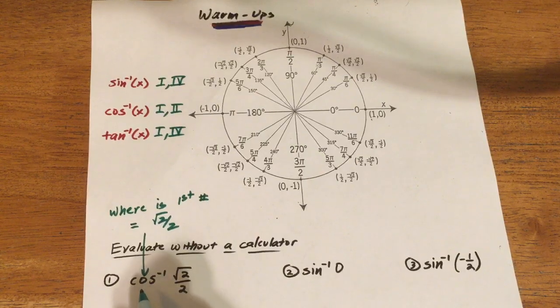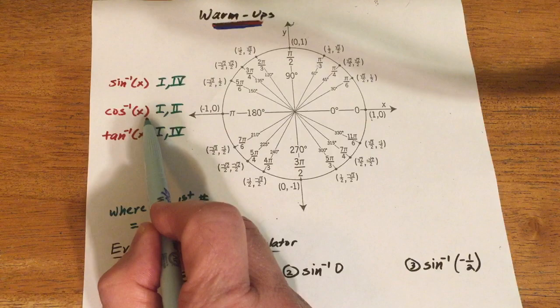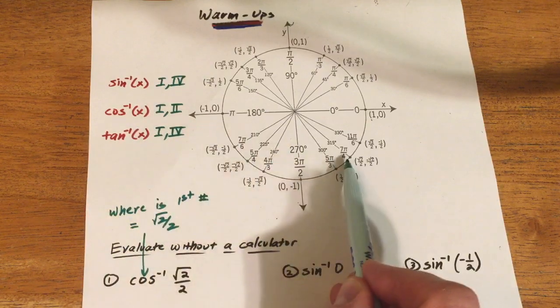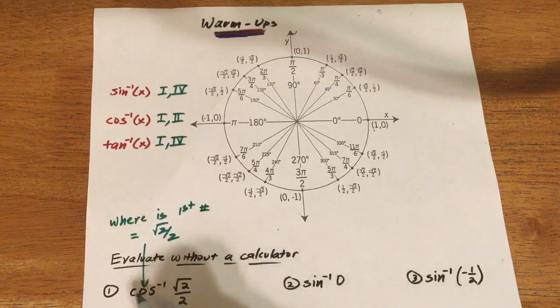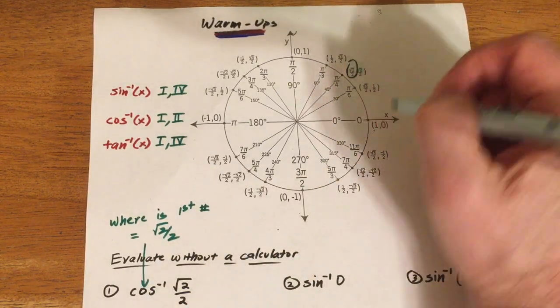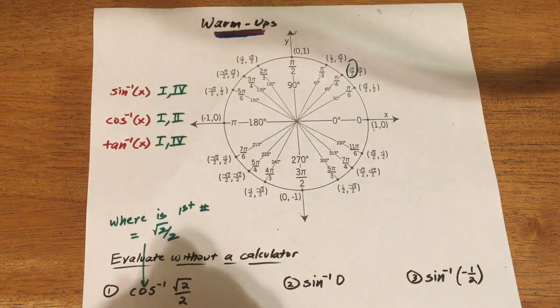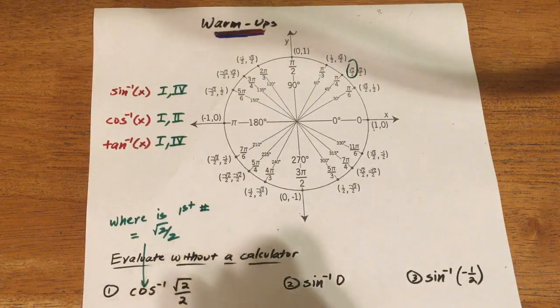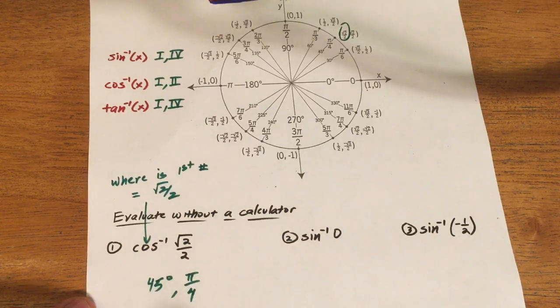Now, for cosine inverse, we know that it's going to be quadrant 1 or 2 that we look at. So, ignore quadrant 3 and 4. As we take a look at quadrant 1 and 2, we're looking for square root of 2 over 2, which is obviously right there. And so that's going to be our 45 degrees. And we could also write that, of course, as pi over 4. All right, let's go ahead and look at the next problem.